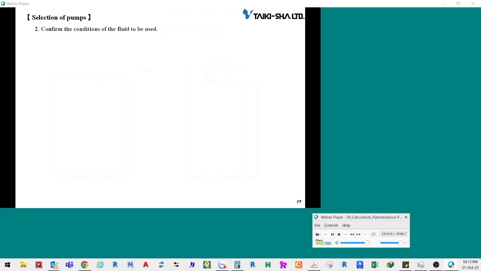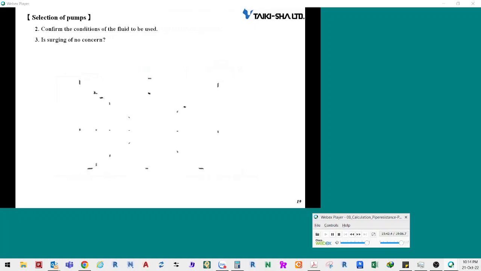Two, confirm the conditions of the fluid to be used. Fluids to be used are specified based on individual pumps. Materials, sealing conditions, and motor output depend on factors including temperature, density, viscosity, and corrosiveness. Be sure to use the pump following the specifications complying with the fluid to be used.